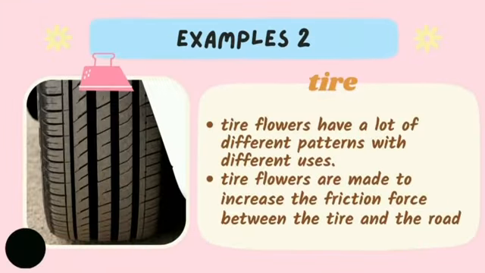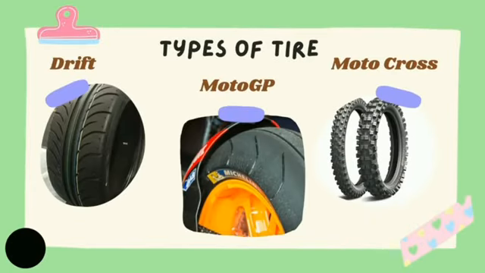Example 2: Tyre. Tyre treads have a lot of different patterns and different uses. Tyre treads are made to increase the frictional force between the tire and the road. There are so many types of tire, for example, drift tire, MotoGP tire, and motocross tire.